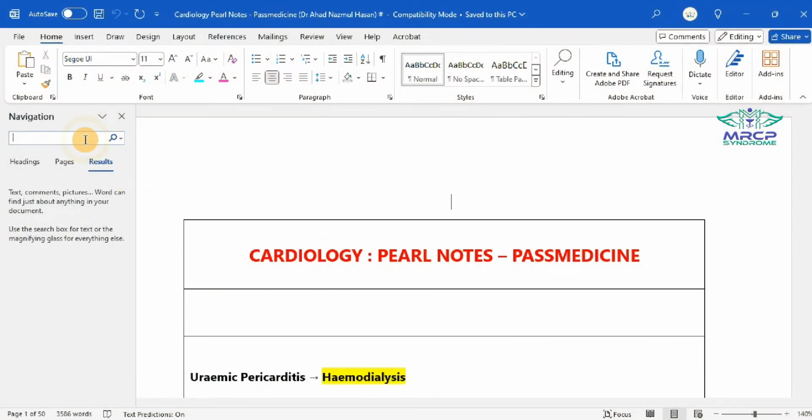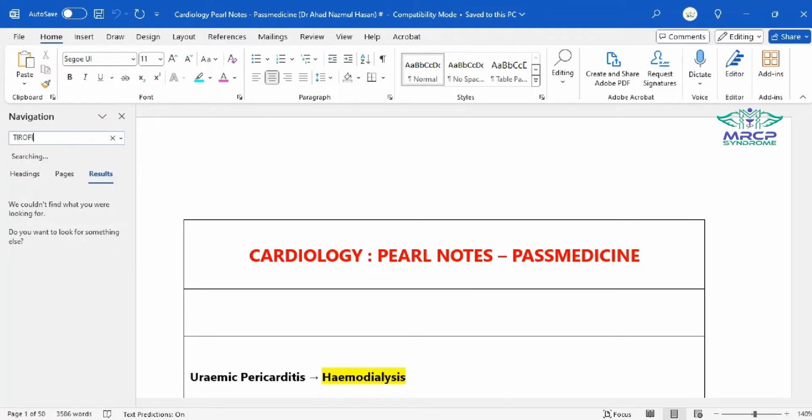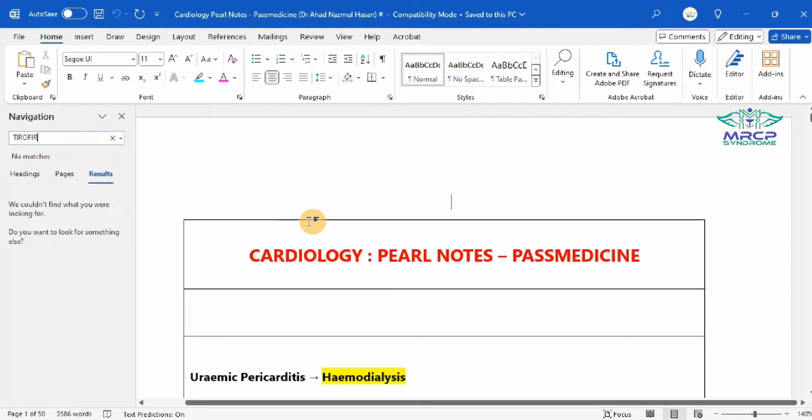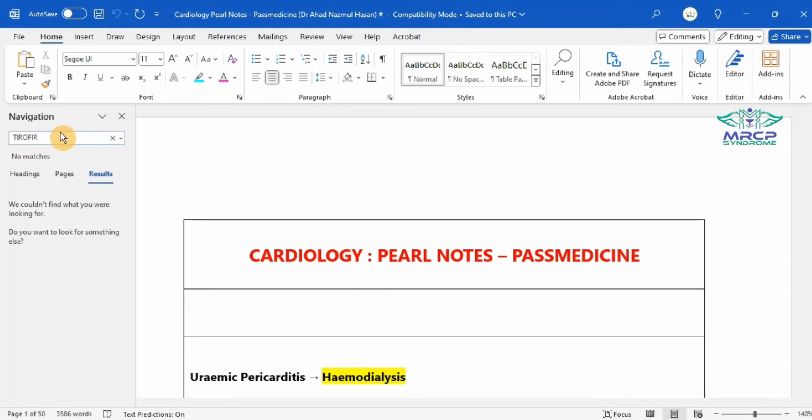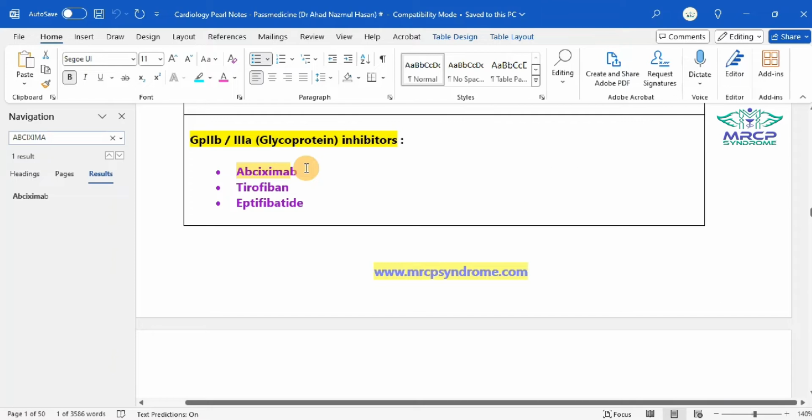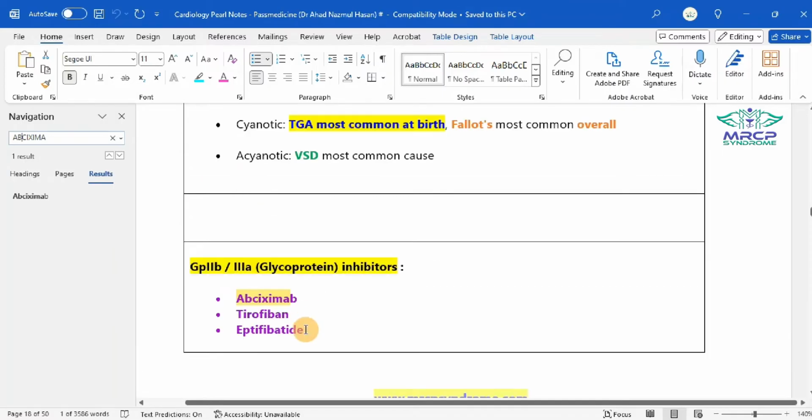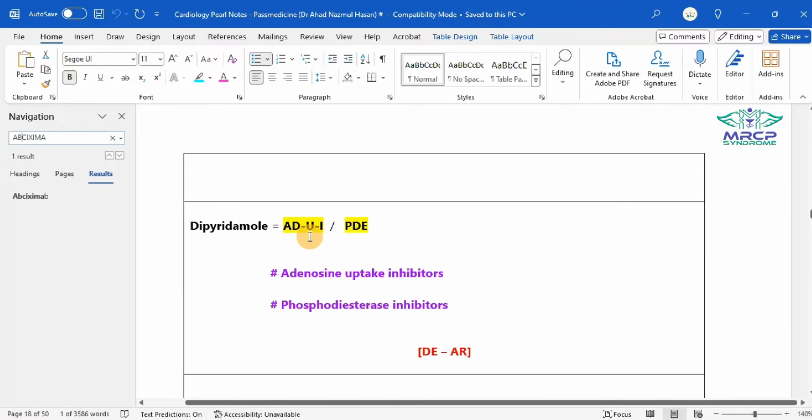Tirofiban, abciximab, eptifibatide. So you must remember the three drugs: abciximab, tirofiban, and eptifibatide. These are the glycoprotein 2b3a inhibitors.